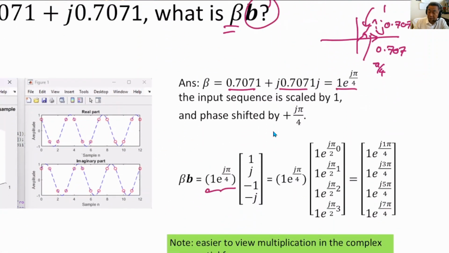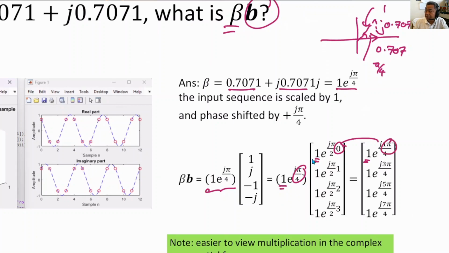Now, when we are dealing with a complex number multiplying a complex vector, we are actually dealing with complex numbers multiplying complex numbers. So we always prefer to deal with this in complex exponential form because it's the easiest, because all we are doing is multiplying the modulus and adding the angle. So this is very easy.